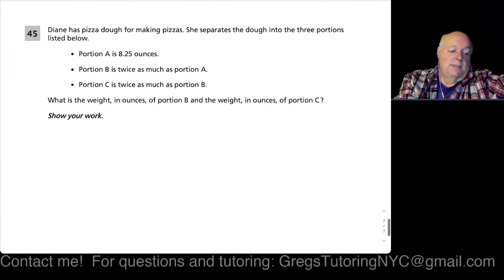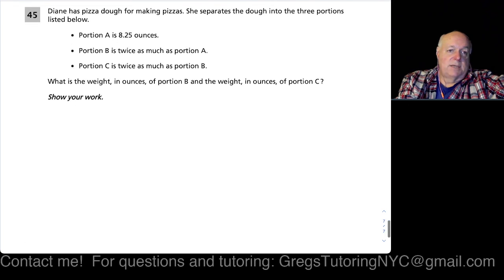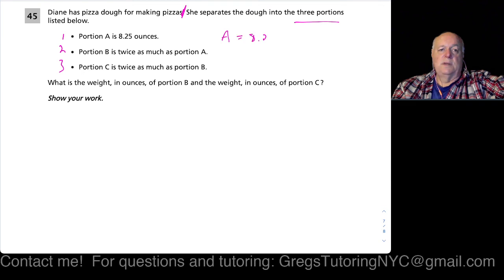Okay, and this is the last question. A lot of students actually got this right, so this probably won't be too controversial. Diane has pizza dough for making pizzas. Awesome. She separates the dough into 3 portions. Portion A, portion B, and portion C. Okay. Portion A is 8.25 ounces.